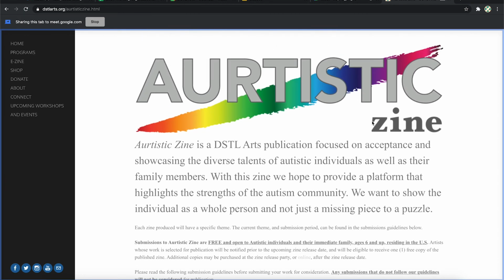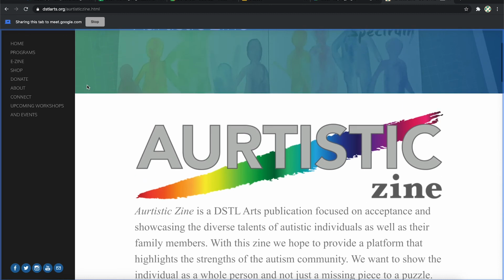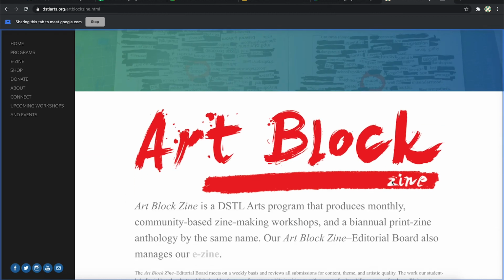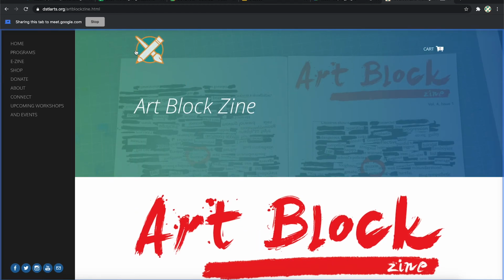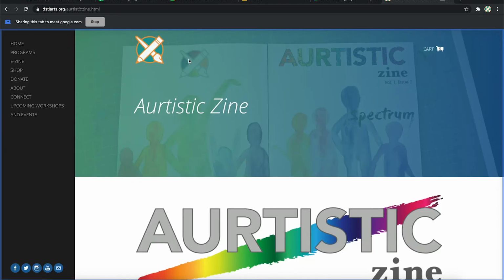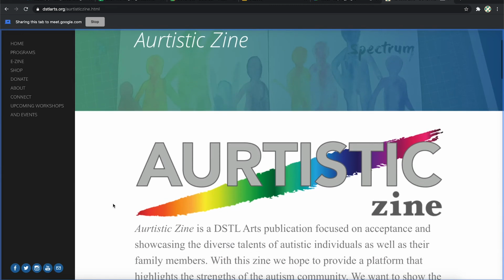If you notice, the letters, the font for zine here, is the same as for Art Block. So if you go back over to Art Block, well, actually it's not, never mind, I take that back. I guess I had changed it at one point. But either way, each particular zine has its own little badge that matches. Like the Art Block badge, this little badge right here, the colors are different on the zine itself. It's red and black, whereas the one for Artistic, you can see it right here, has the same rainbow color on the background, and then the silver on the outside.